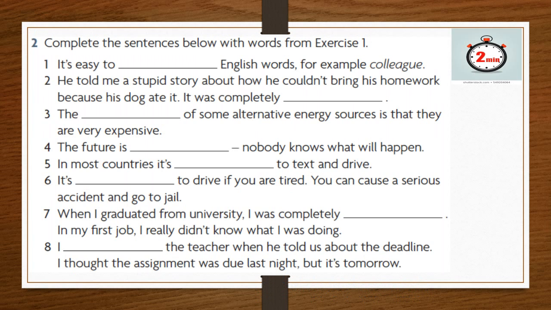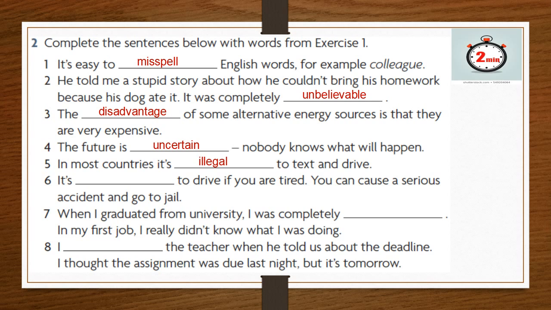Now let's complete the sentences below by using the negative prefixes which we encountered in exercise 1. It's easy to misspell English words, for example, colleague. Number 2, he told me a stupid story about how he couldn't bring his homework because his dog ate it. It was completely unbelievable. The disadvantage of some alternative energy sources is that they are very expensive. The future is uncertain. Nobody knows what will happen.